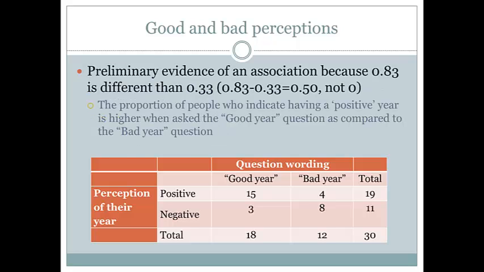This is preliminary evidence of an association because 0.83 is different than 0.33. The difference is 0.5 and not 0. If there was no association at all, the difference between those proportions would be 0. In other words, there'd be no difference in your perception of the year based on the question you were asked.